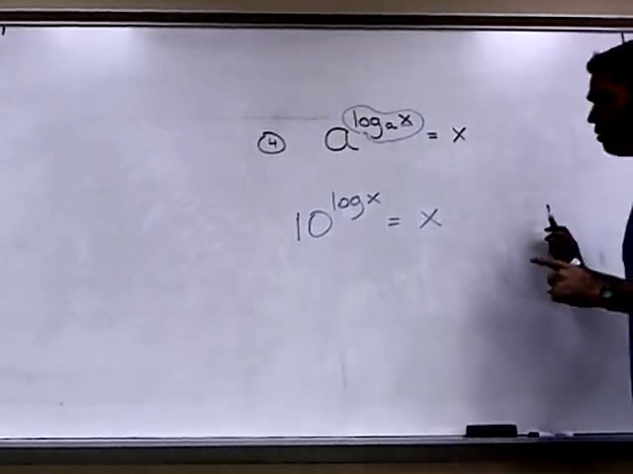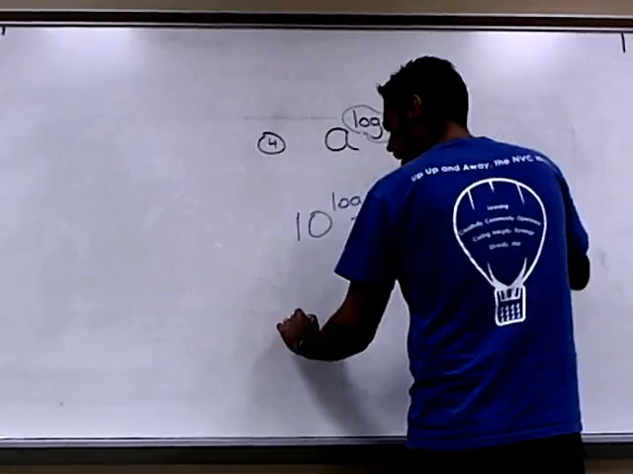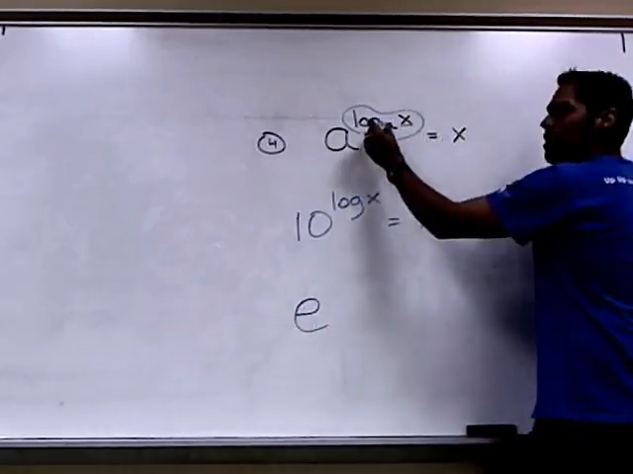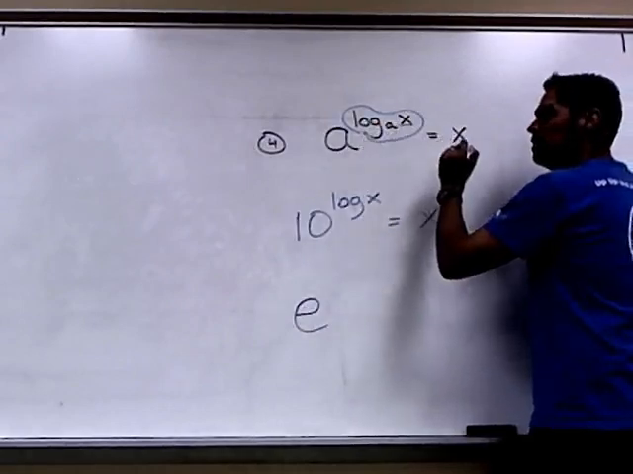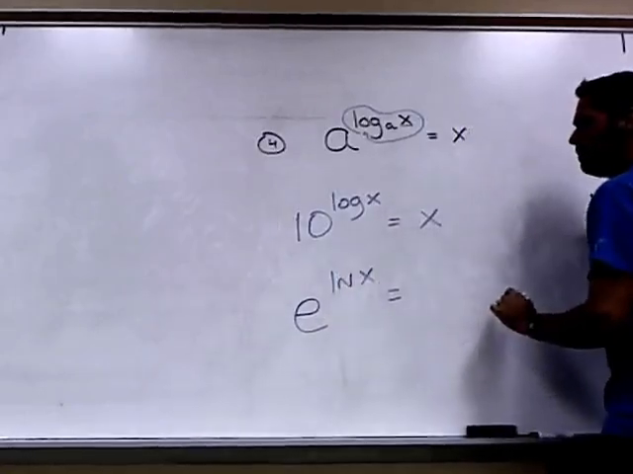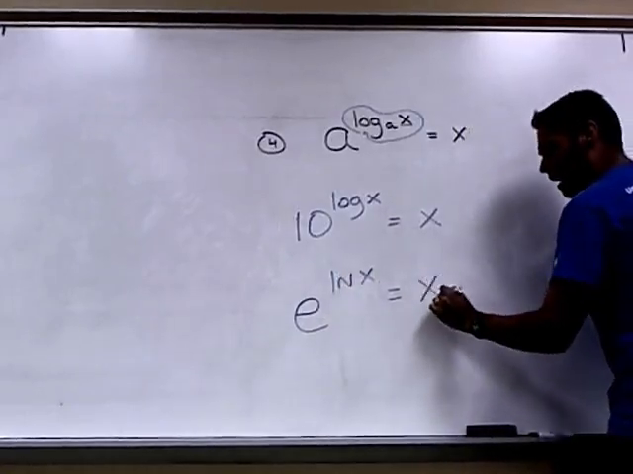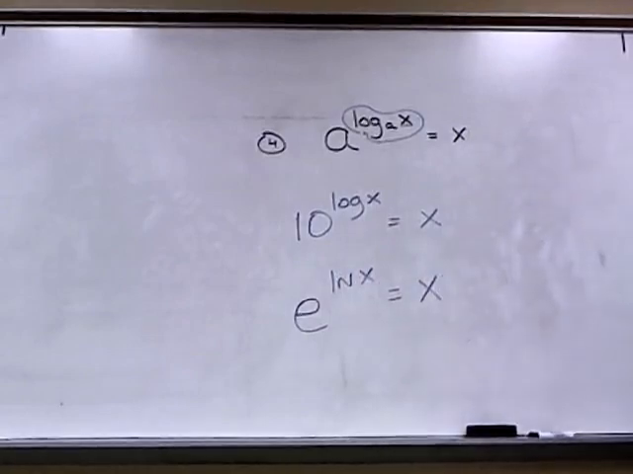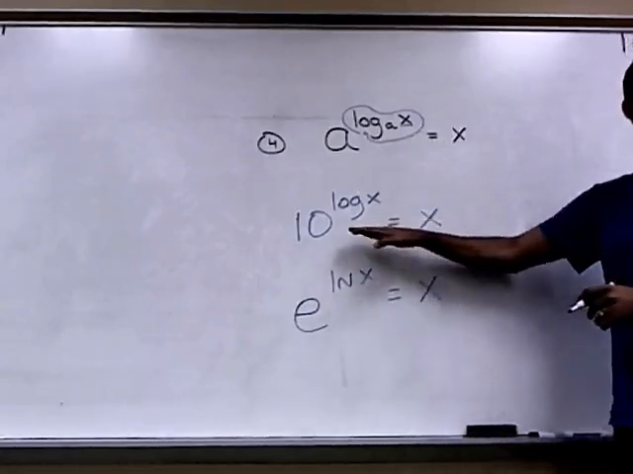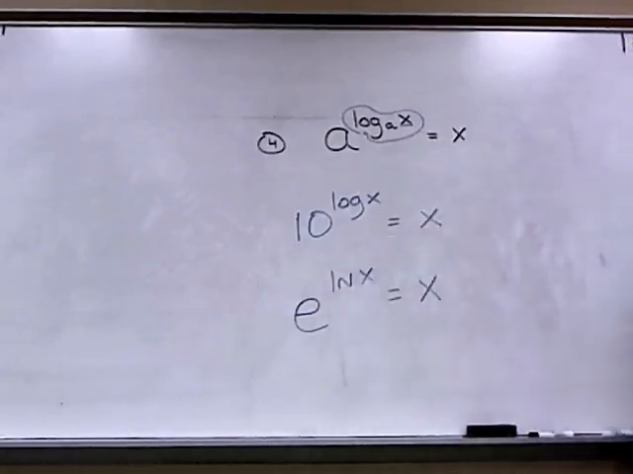Now let's do it with the other one. e was the special base, right? e to the, how do I say log base e? Natural log x. This should spit out what? x. So that's our fourth property, the general property. Here it is applied to the two special functions.